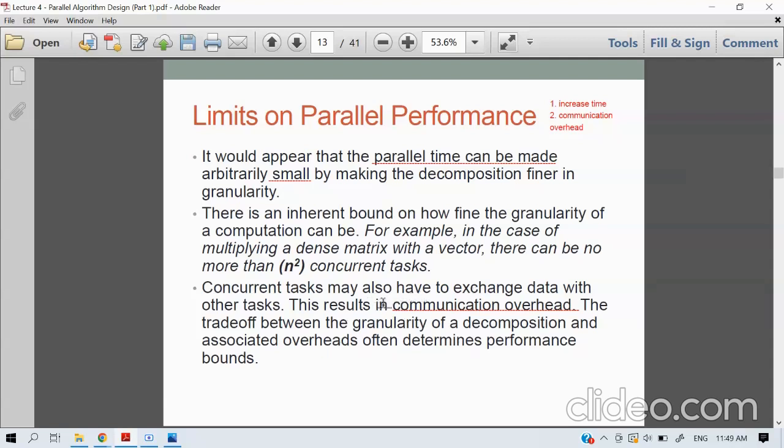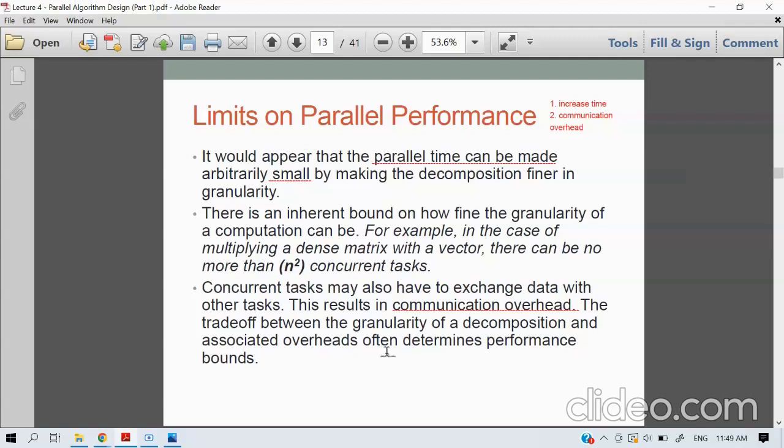Okay, this results in communication overhead. Why? They depend on each other. Each task depends on another task, so this is called communication overhead. They need to communicate with each other because they want to exchange the data. So this is actually the trade-off between the granularity of decomposition and the associated overhead.